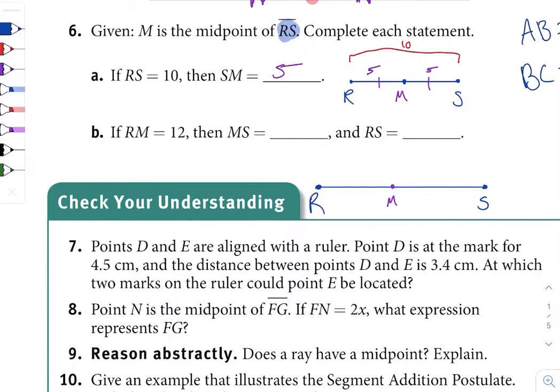Now, again, I know that these two segments are going to be the same, so I can give them the tick mark. RM is 12, so I can label that 12, and that also leads me to know that the other half is also 12. If RM is 12, MS is 12, because it cut it into two perfect halves with that midpoint. So that kind of answers this part here. I know that's 12, and then RS is the whole thing. So you need to add the two pieces together. 12 and 12 brings us to 24.